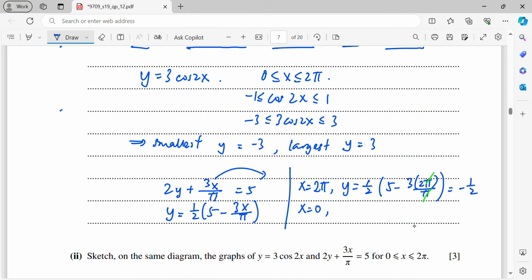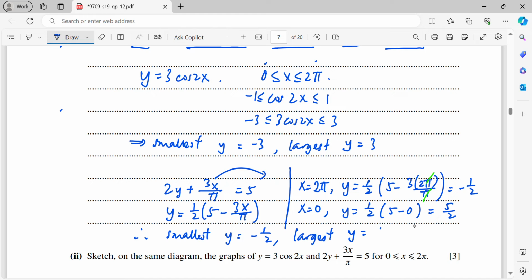Then when x equals 0, 0 is the smallest x. So y equals half, because this is a straight line. So that's why we just substitute the lowest and the greatest value of x. That will give the smallest and largest y value for the straight line. So here 5 minus 0, that is 5 over 2. So from here I will write smallest y equals negative half, and then largest y, that is 5 over 2. Okay, so done for this question.